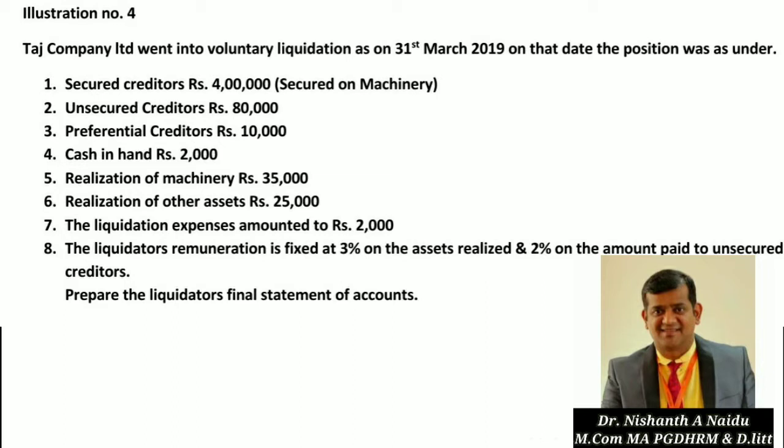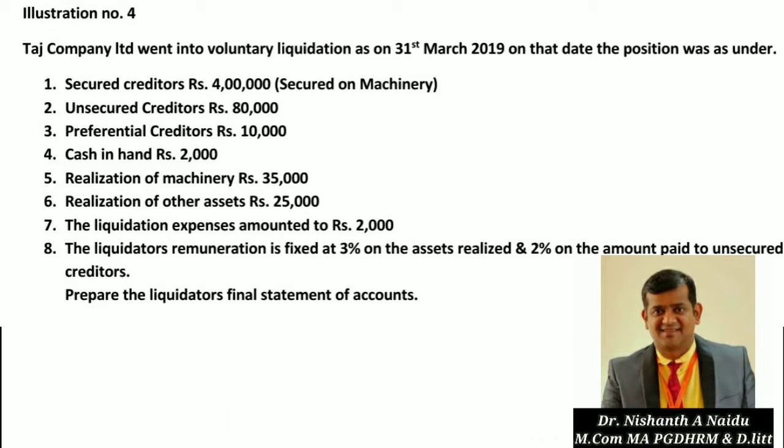Realization of machinery rupees 35,000. They have sold the machinery for 35,000. Then realization of other assets rupees 25,000, so 25,000 is the other realized assets. The liquidation expenses amounted to rupees 2,000. There is an expenditure on liquidation, and that amount is rupees 2,000.